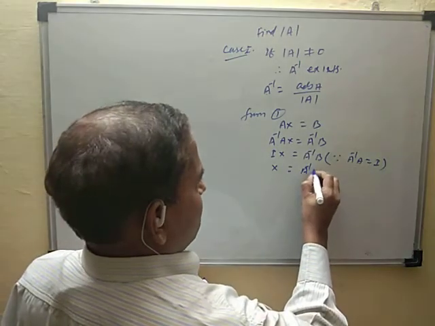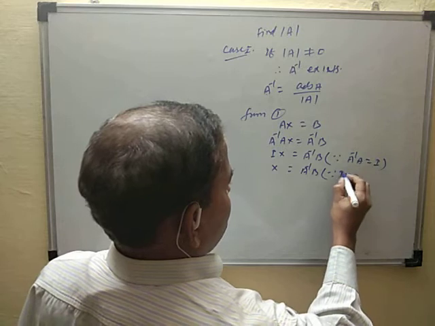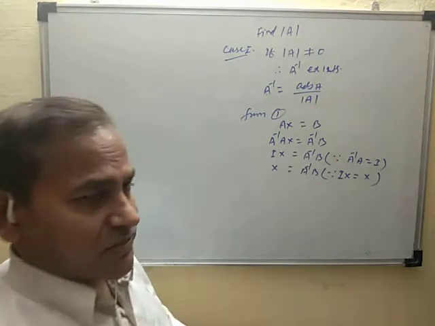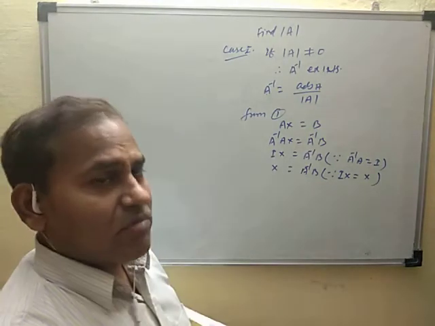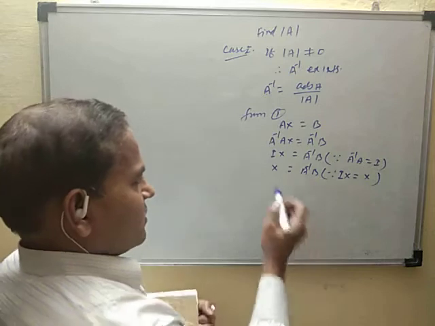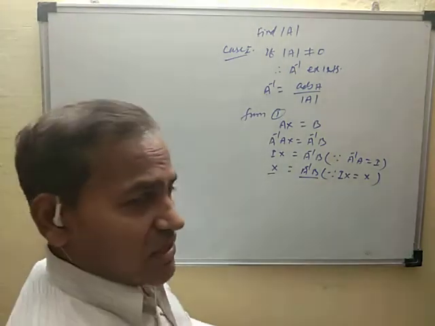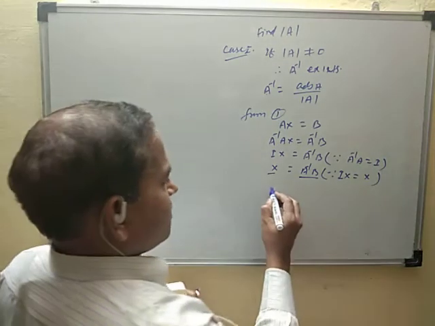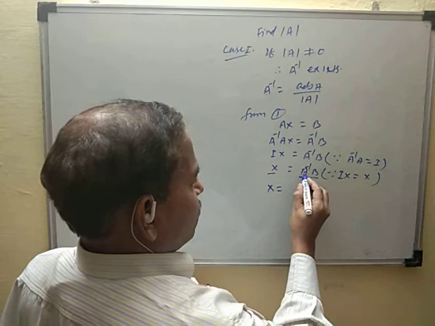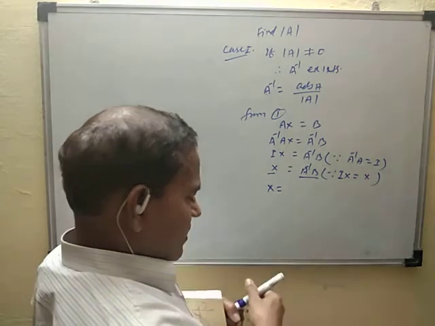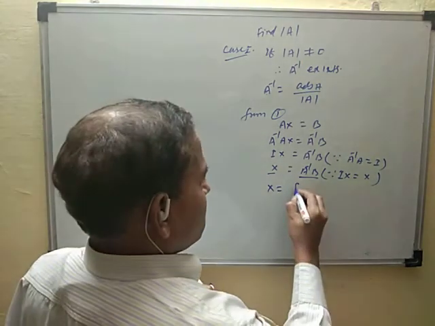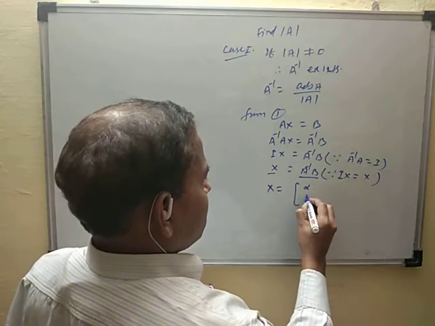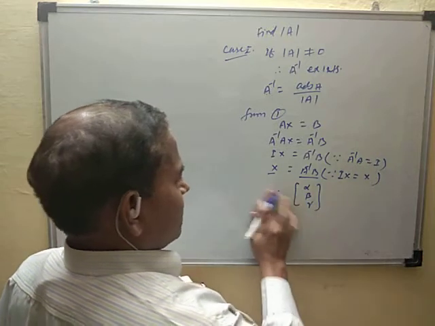Here A inverse B, since I into X is equal to X, and since X is a column matrix and X is equal to A inverse B, so A inverse B is also a column matrix. Then put the value of A inverse and the value of B, and find their product. Suppose their product is alpha, beta and gamma, and this is the value of X.